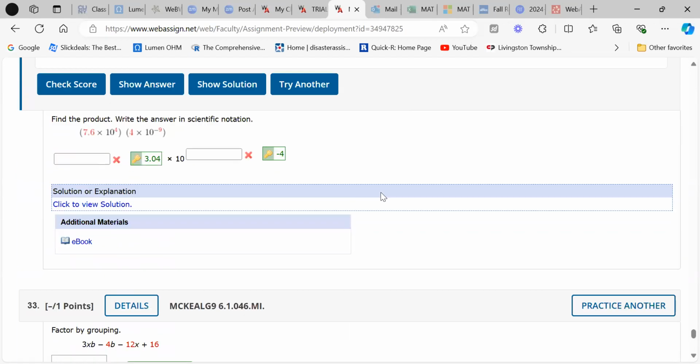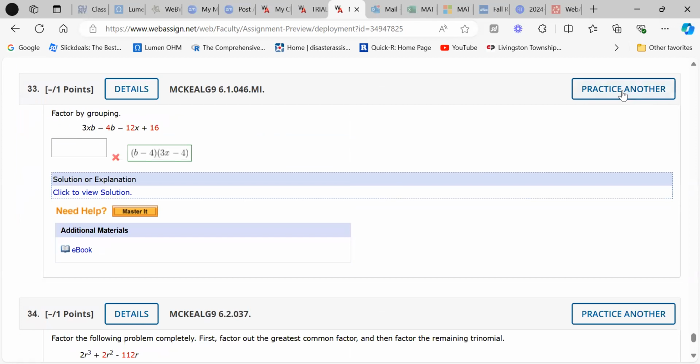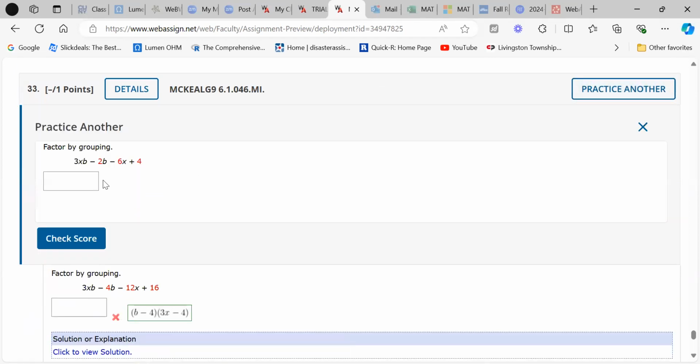Any question? And again, this one is factor by grouping. We did it a couple days ago. So let's try it. Group the first two, group the last two, factor by GCF, one by one.